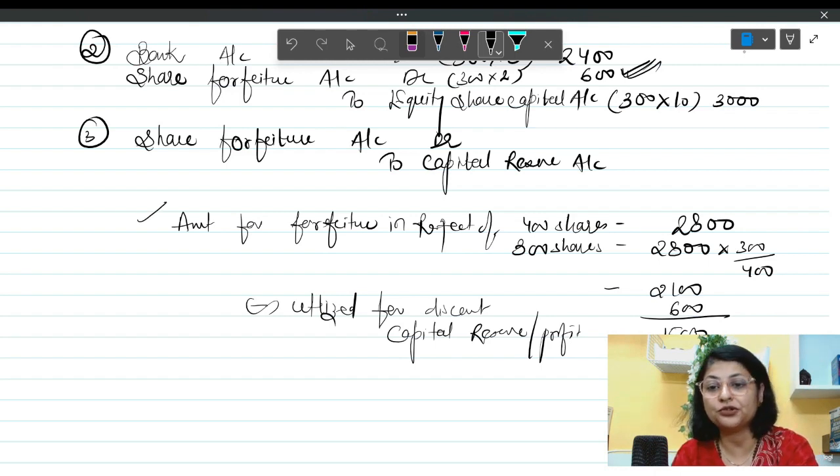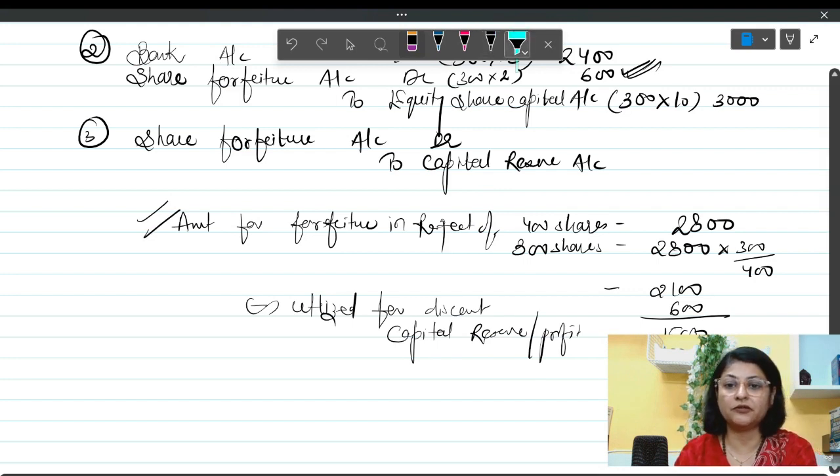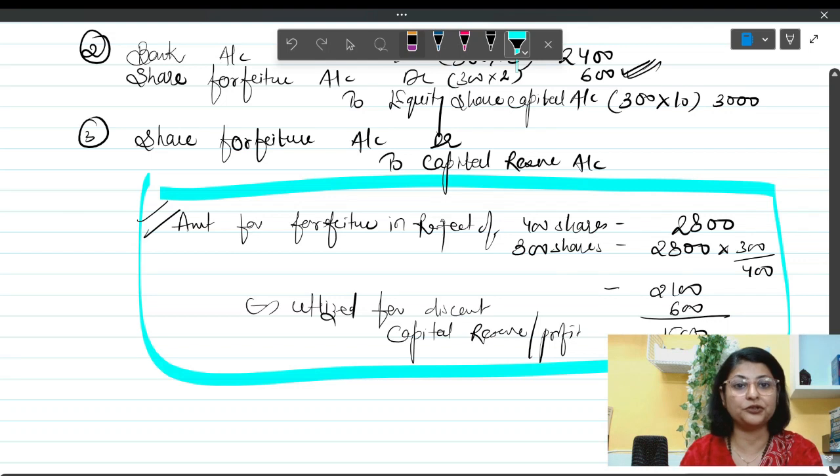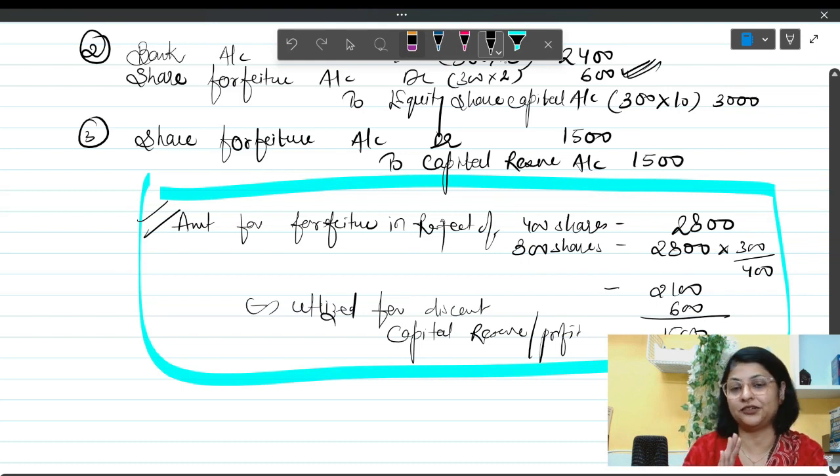We will have to show this calculation as a part of the working note. So always remember that this part you are going to show as a part of your working note, and then you are going to write down the remaining part over here. So 1500 rupees is the profit while reissuing these 300 shares, which we'll have to write. I hope you are getting it, students, and you are solving along with me.